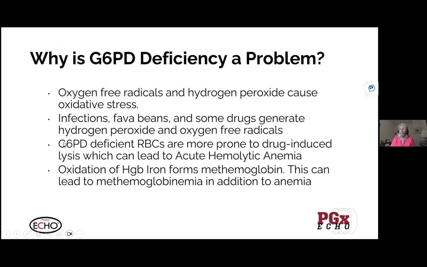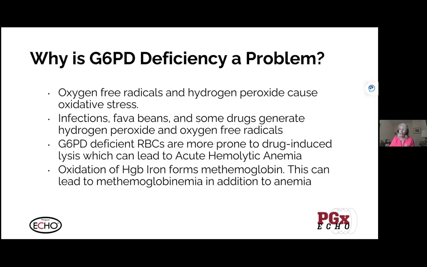So why is it a problem if someone does not have enough G6PD? The oxygen-free radicals and hydrogen peroxide that are caused through the interaction of medications that can affect or cause oxidative stress can't be removed if there is not G6PD, because NADPH is the process that helps change hydrogen peroxide into water, and so then it is freely released, and water is not toxic to the red blood cell, so it is the path that we want to have happen with oxygen-free radicals and hydrogen peroxide.